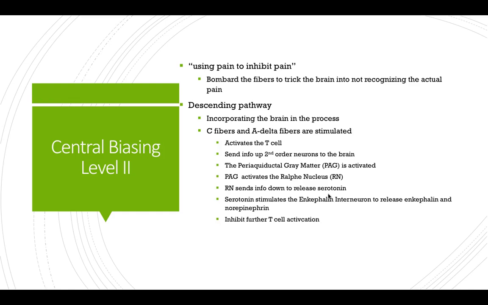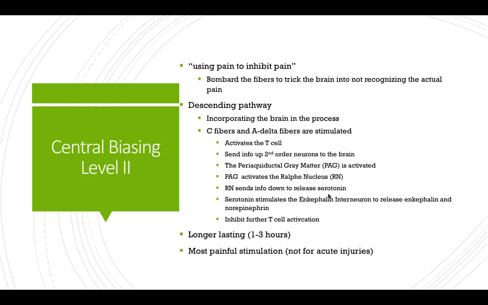It's also going to activate that spinal enkephalin interneuron. So the enkephalin is going to get released. That's going to help close the gate. So the serotonin actually stimulates the enkephalin interneuron. And enkephalin and norepinephrine, again, all just within the nervous system. We're not talking blood flow yet, within the nervous system. And that's going to inhibit further T cell activation from there. So the brain is actually facilitating the closing of the gate and the inhibition of those small pain fibers.